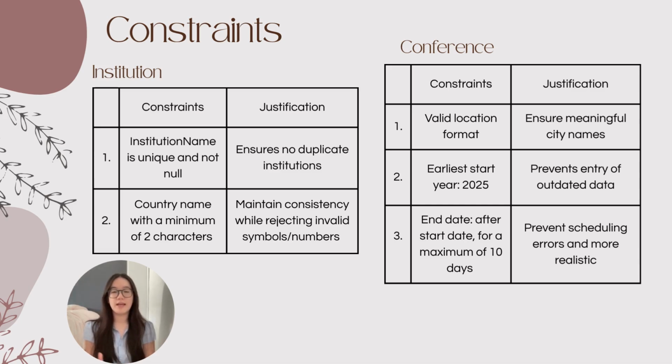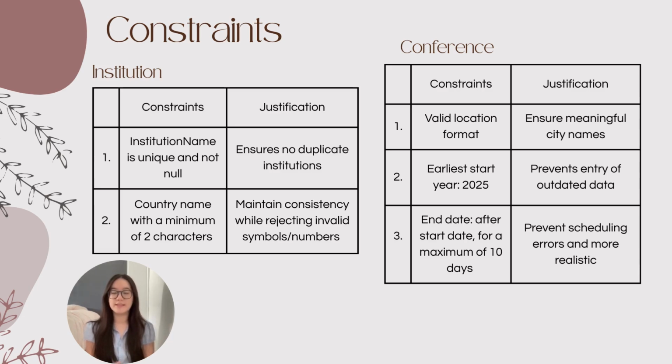Starting with institutions, every institution name must be unique and not empty. This prevents data fragmentation and ensures accurate reporting by avoiding duplicate entries for the same university. For countries, we require a minimum of 2 characters and restrict symbols to hyphens and periods. This validates entries like UK while rejecting invalid symbols or numbers.